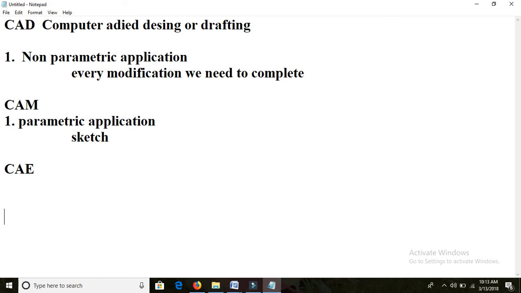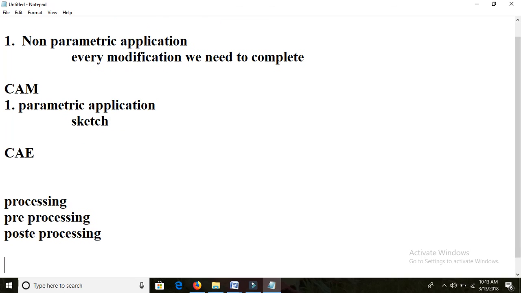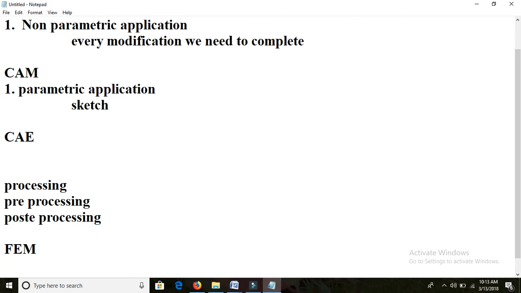Suppose you are in civil, then we need to know the meaning of processing, pre-processing, and post-processing. We need to understand all these things. And if you are talking about the mechanical side, we have FEM and FEA. These are the concepts we need to know. If you know these concepts, then we can learn it. If you don't know these concepts, we can't learn it. So this is the exact meaning.